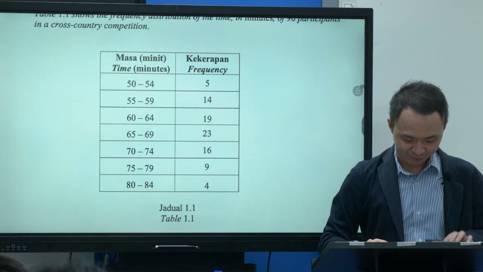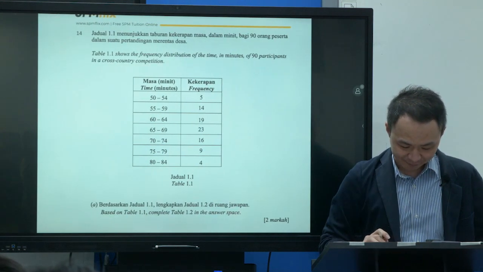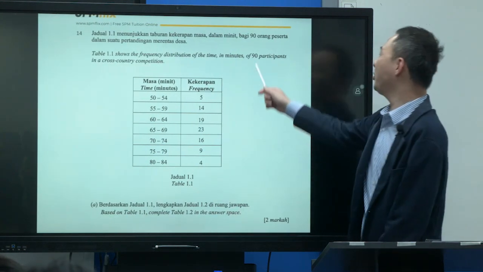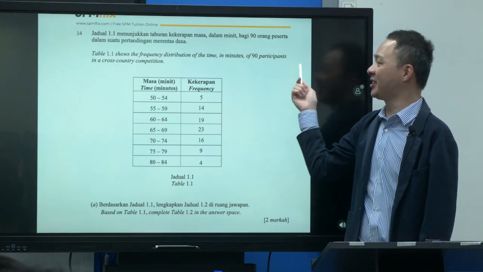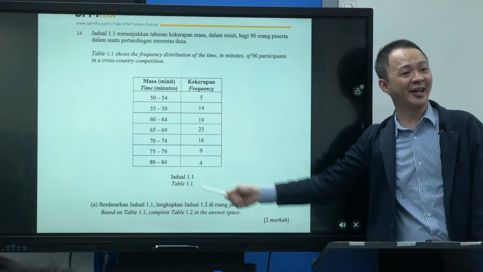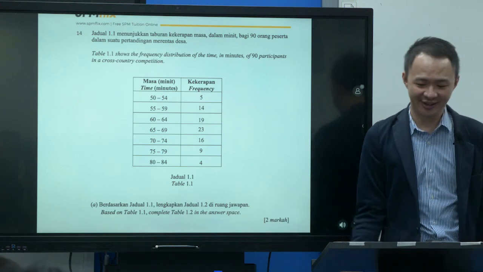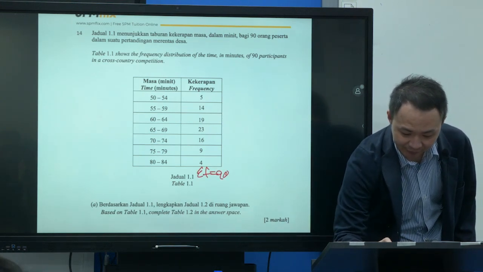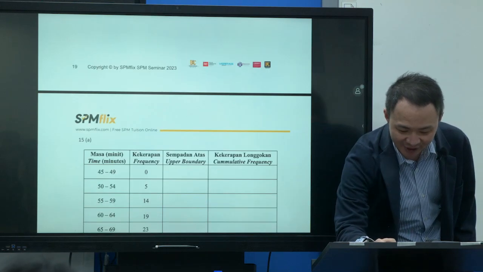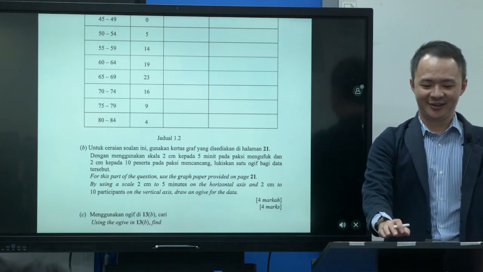Oh, okay. So you have this table. They always tell you the total frequency: 90 participants. Add all of them and it will be 90. So the sum of f is already 90, so they give us this one. Okay, come, it's easy.